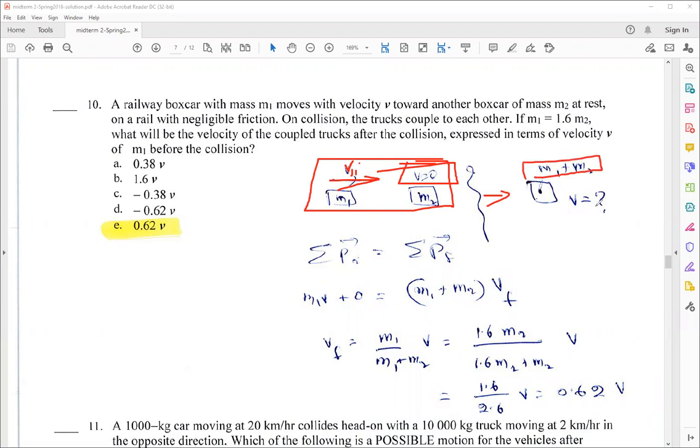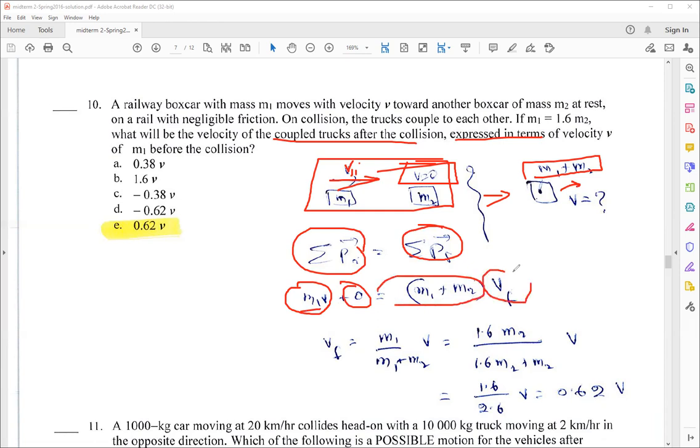Now, I want you to express the final velocity. What will be the velocity of the coupled trucks after the collision, expressed in terms of v of mass 1 before the collision? This is the coupled, and it's moving with the final velocity v. Same idea, inelastic collision, total linear momentum is conserved before and after collision. Before collision, only mass 1 is moving, mass 2 is not, so the linear momentum will come from mass 1. On the other side, you have the total mass times final velocity.